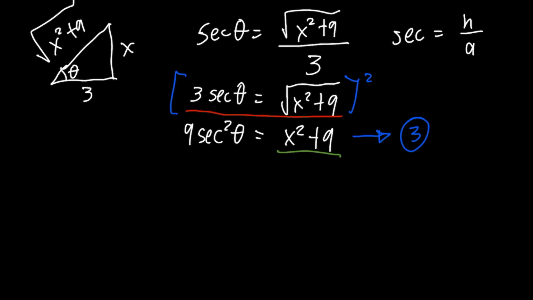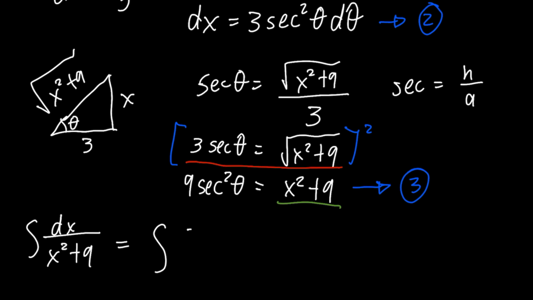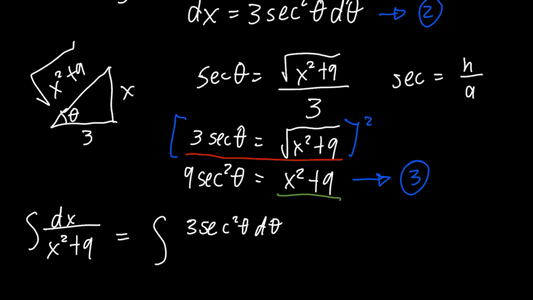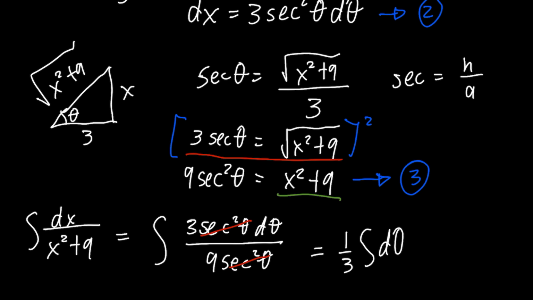So let's do the substitution. Let me rewrite our original problem here: the integral of dx over x squared plus 9. This is equal to the integral of dx, which we derived earlier is 3 secant squared theta d theta, over x squared plus 9, which is equal to 9 secant squared theta. So we can cancel secant squared theta here, and we'll be left with 3 over 9, that is 1/3 d theta. So this is equal to 1/3 times the integral of d theta, which would be theta plus c.